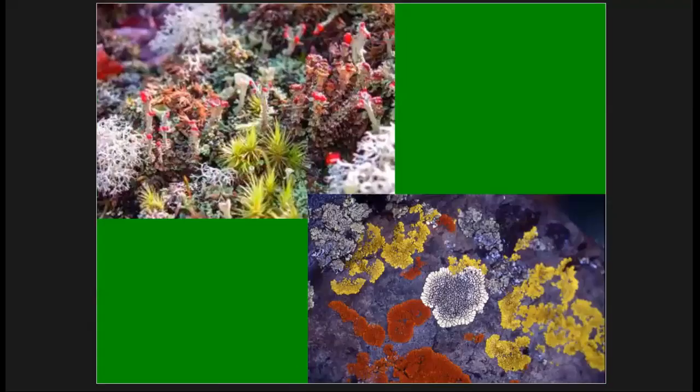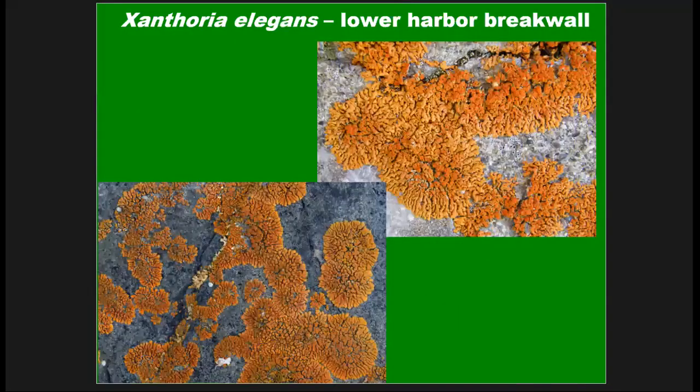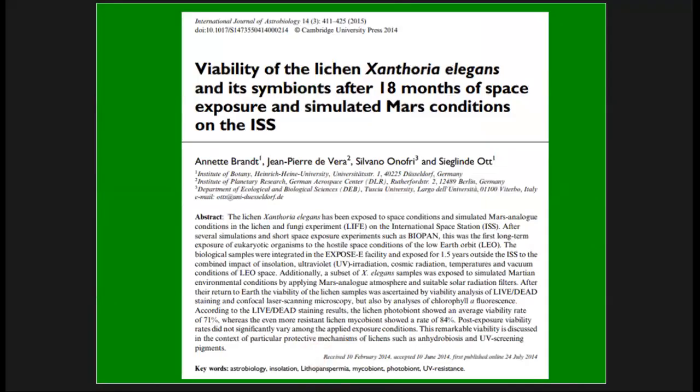So I encourage you to train your eye to the lichens. They're really everywhere once you start looking for them, and quite beautiful. This is the species that heavily colonizes the lower harbor breakwall, Xanthoria elegans. They even did research on Xanthoria elegans on the space station, looking at how space might affect lichens. So I just put this in here. I won't test you on it, but if you're interested, they did some neat research on lichens.